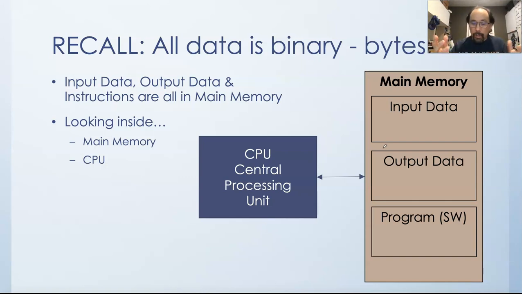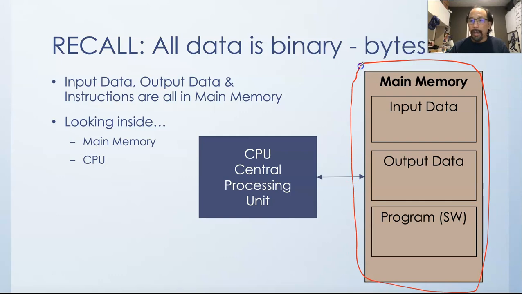All this data that we're talking about, input data, output data, the program itself, it's all data. It's all binary data. They're all just numbers. And we store all of that together in one big chunk of main memory. So the CPU is constantly reading input data, reading instructions, and then writing out output data over and over and over again. We're going to talk about main memory a little bit, and then the CPU a little bit to finish up this unit.